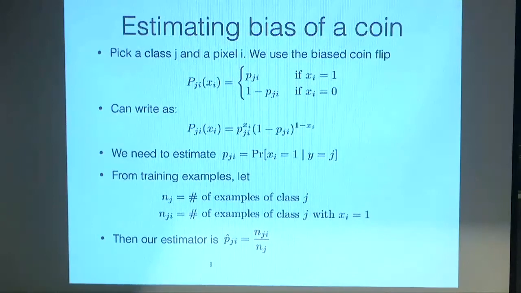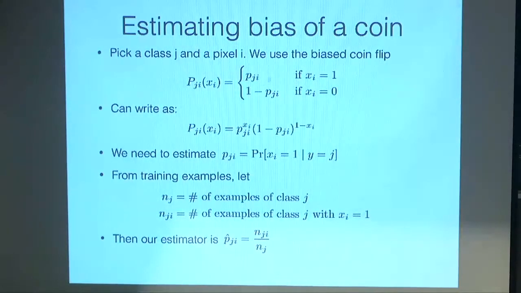Okay, now suppose we are in class j and fix a pixel i. We want to use this distribution: p sub ji, equal to this value small p, if the pixel is on, and 1 minus that if the pixel is off. Another way of writing this is using this product. Here x sub i is either 0 or 1. If x sub i is 1, then the second factor becomes 0, so you get p sub ji. Whereas if x sub i is equal to 0, then the first factor disappears, and you get 1 minus p sub ji. So this is just a compact way of writing this distribution.